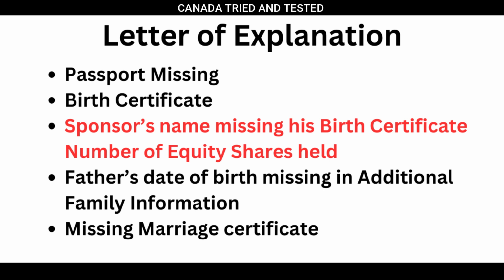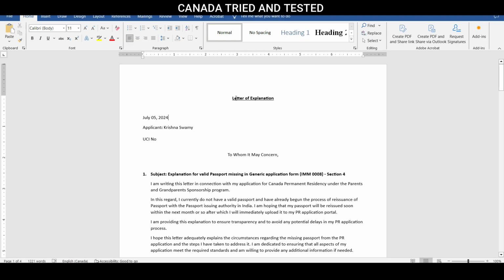In today's video, I will show you how I covered the name of the sponsor missing in the birth certificate. So I give a heading like letter of explanation. This makes it clear what this document is, then the date when it is made, and if it is the primary applicant, the applicant's name. If it is a secondary applicant, write secondary applicant and then the name.